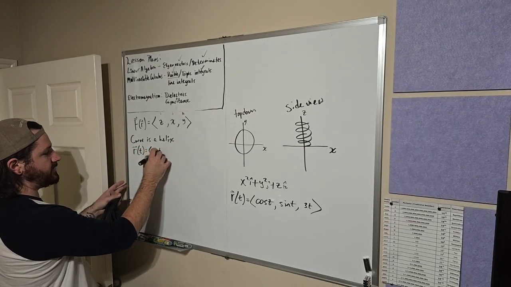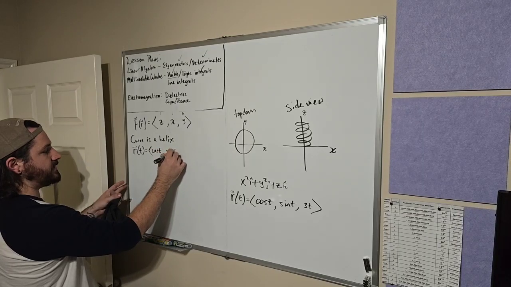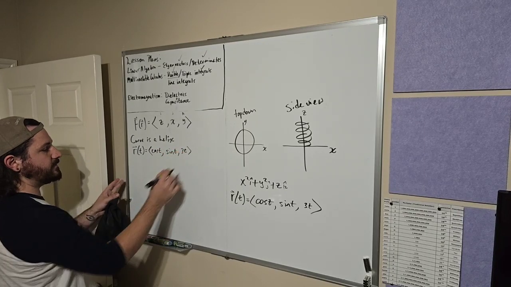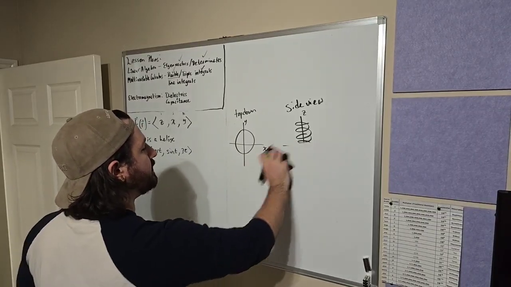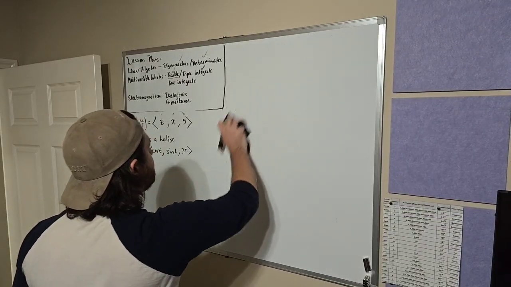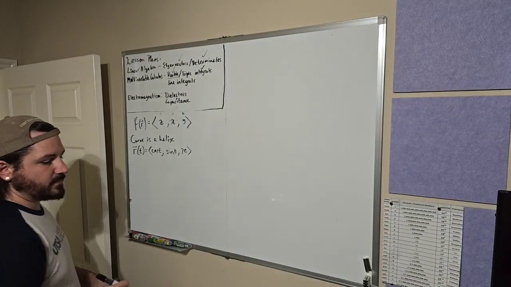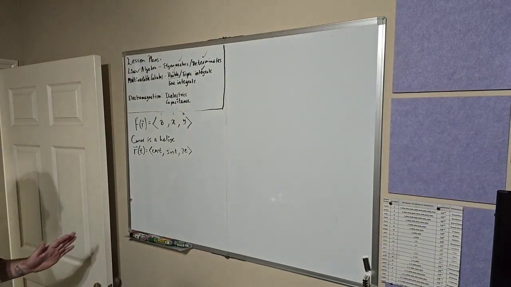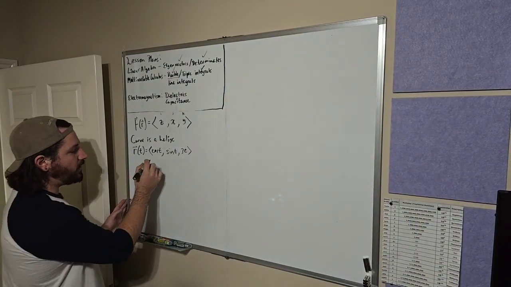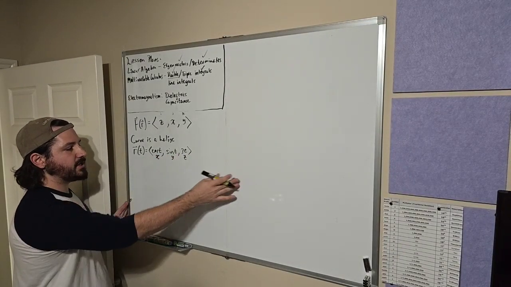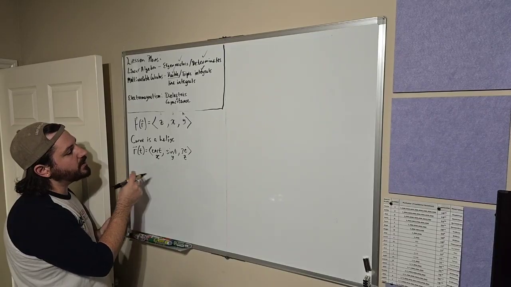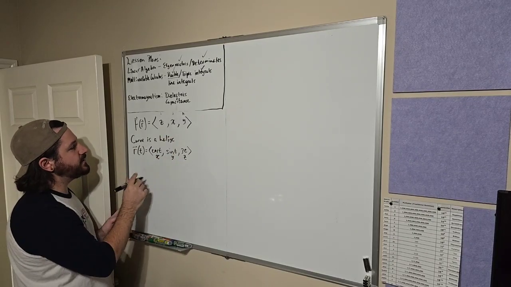So cosine of t, sine of t, and 3t. Now I'm sure there's something you've noticed, that we have x's and t's and y's and z's, and what the heck's going on? This is really easy to deal with at this point. Recall, this is an x, and this is a y, and this is a z, right? We were just talking about that. So what happens if we just plug those in here?